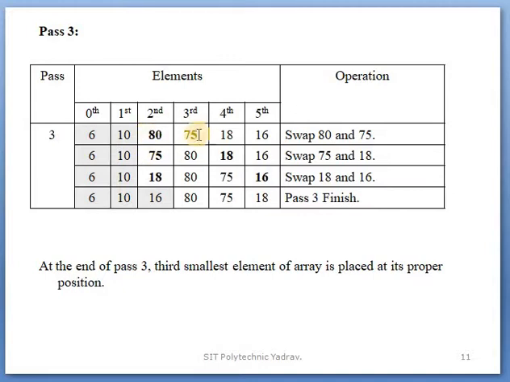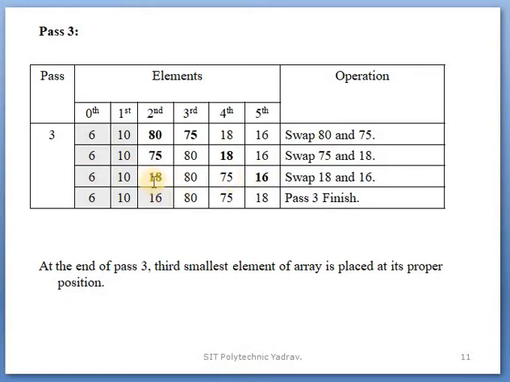80 is compared with the next element, third position, third index, which is 75. 80 is greater than 75, so swap those numbers: third, 75, 80. After that, 75, at the second index, is compared with the next index, 18. 75 is greater than 18, so swap that. After that, 18 is in the second position and 75 is placed after it.